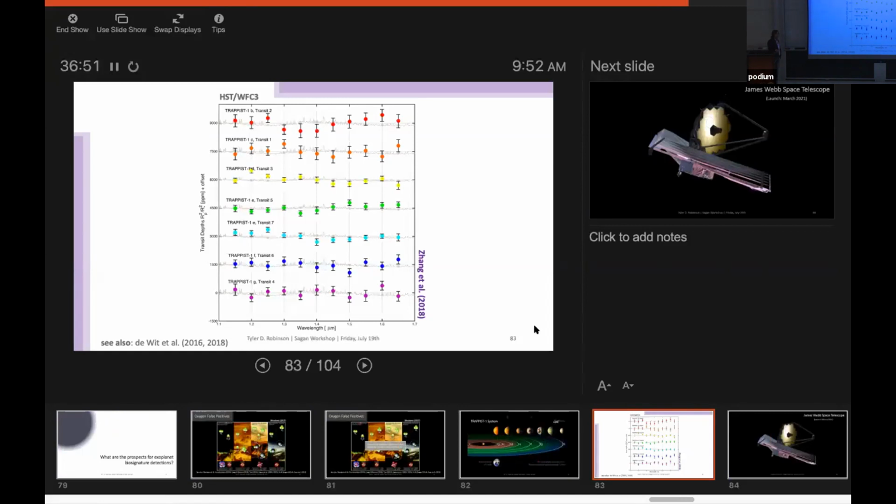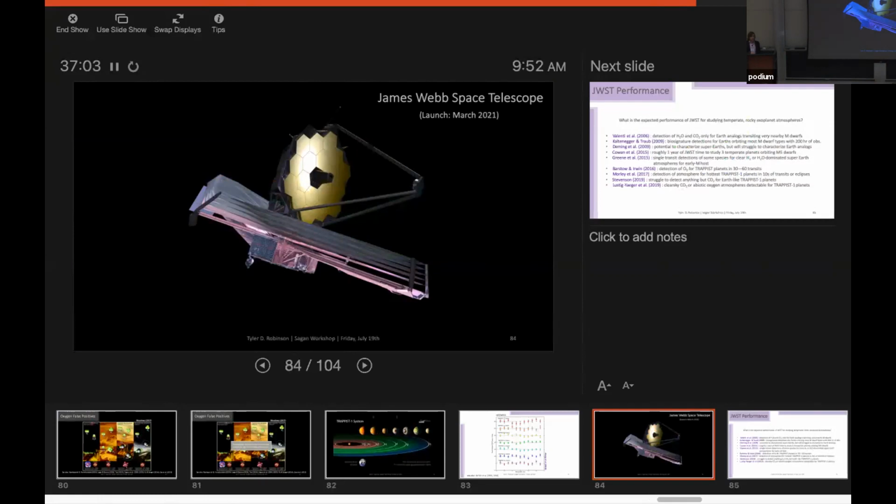It could be that these are high mean molecular weight atmospheres, which makes the scale height small, which means that the features are small and we just can't get it with Wide Field Camera 3, or it could be that there are hazes in these atmospheres. But never fear, James Webb is almost here. And so we all eagerly await what James Webb might be able to do for these amazing worlds.